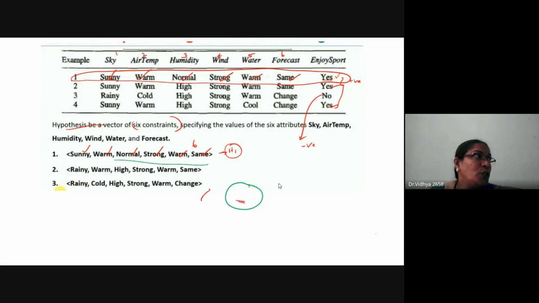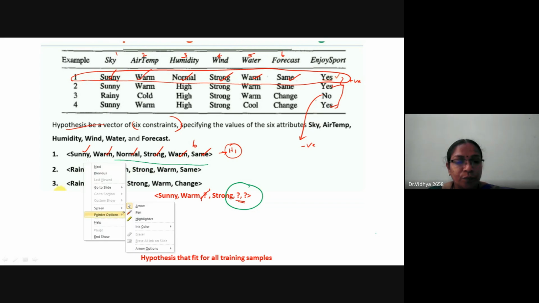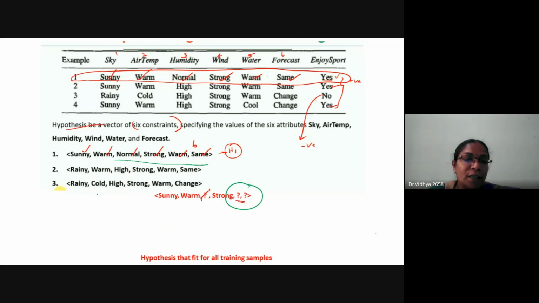So these are the positive examples, and for the rest, let us check the second hypothesis. In this second hypothesis, we have the attributes rainy, warm, high, strong, warm, as well as same. Let us try to map this.